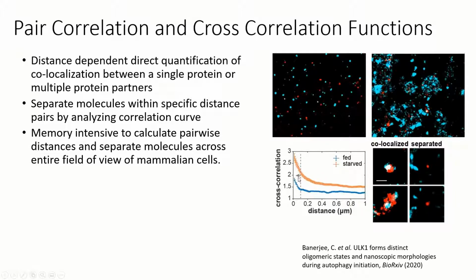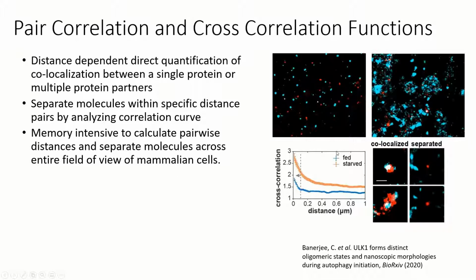And we can use this cross correlation curve to then find a distance where we say that molecules are co-localized and not co-localized, and then we can use that to separate co-localized populations and non-co-localized populations.